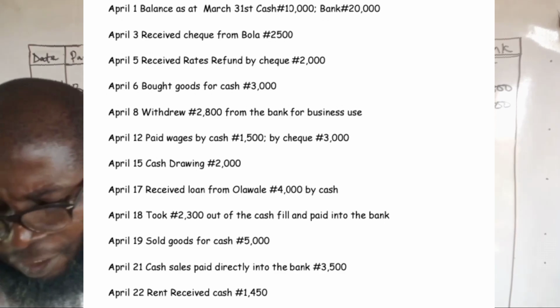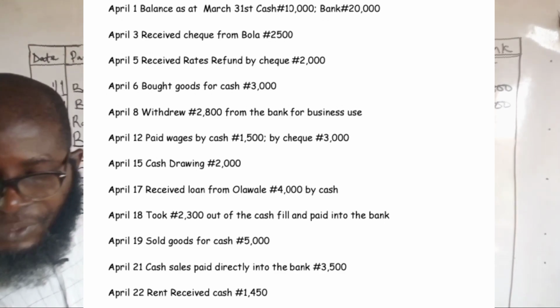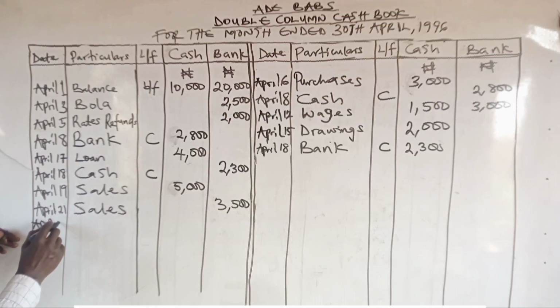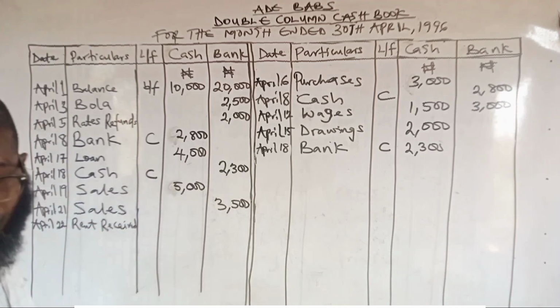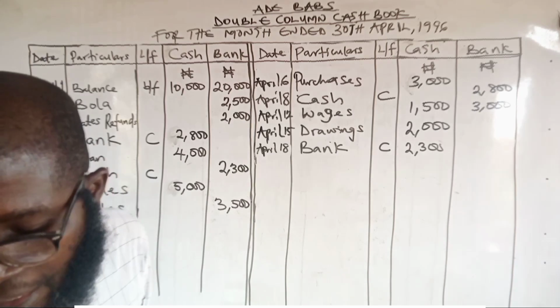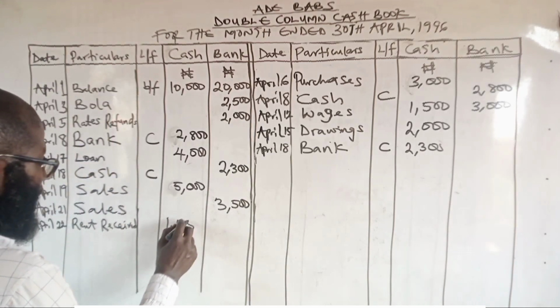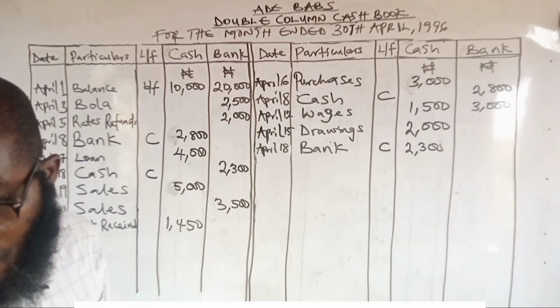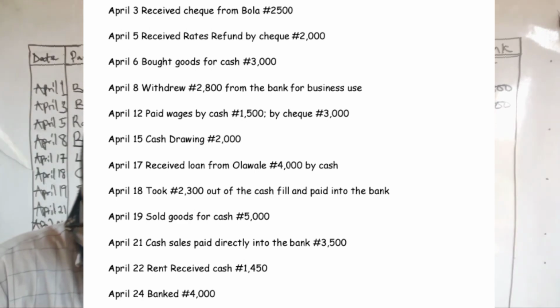Then April 22nd, rent received by cash, 1,450. April 22nd, rent received by what? By cash, 1,450. Then the next thing we are having, April 24, banked 4,000 naira.